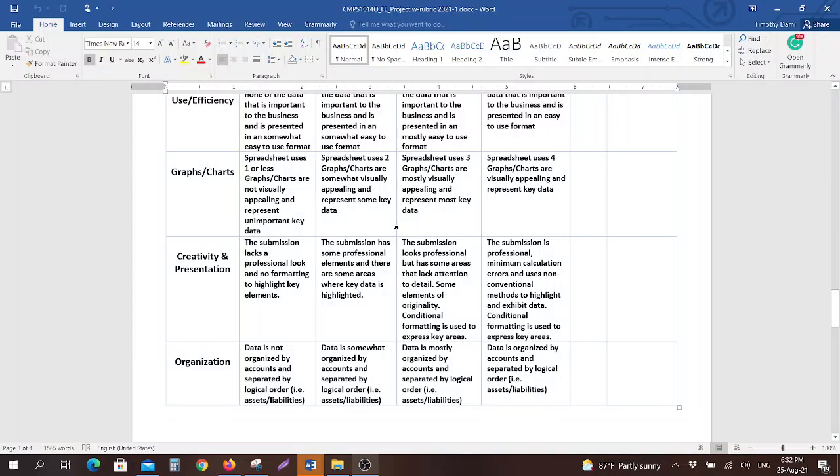Make sure that your charts have all of the elements to them. They should all have the axis labels, and they should have titles. They should be charts that make sense, and they should be charts that are able to be read.